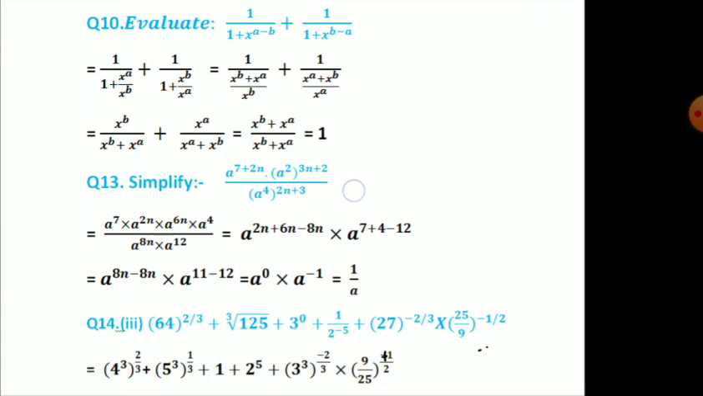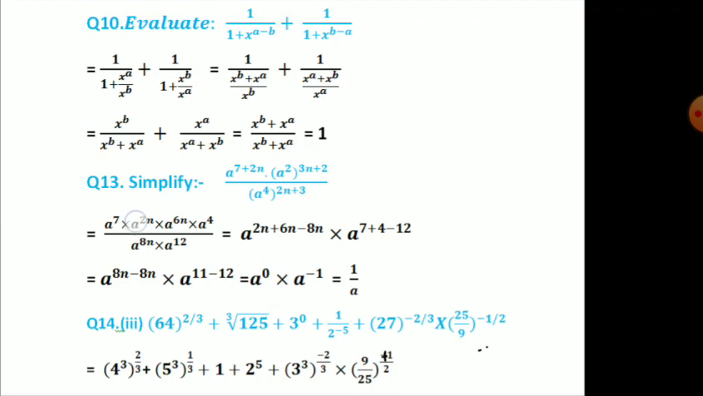Question number 13. a to the power 7 plus 2n into a square, to the whole to the power 3n plus 2 divided by a to the power 4 whole to the power 2n plus 3. Now, wherever there is addition in the exponent, we will put multiplication sign and write it with the base a.